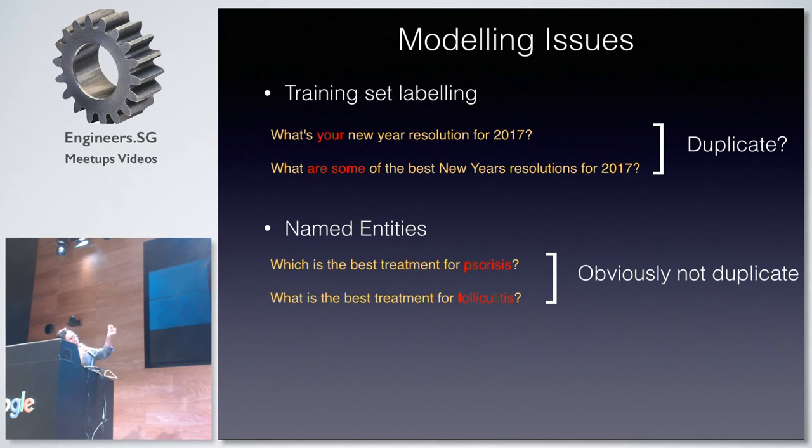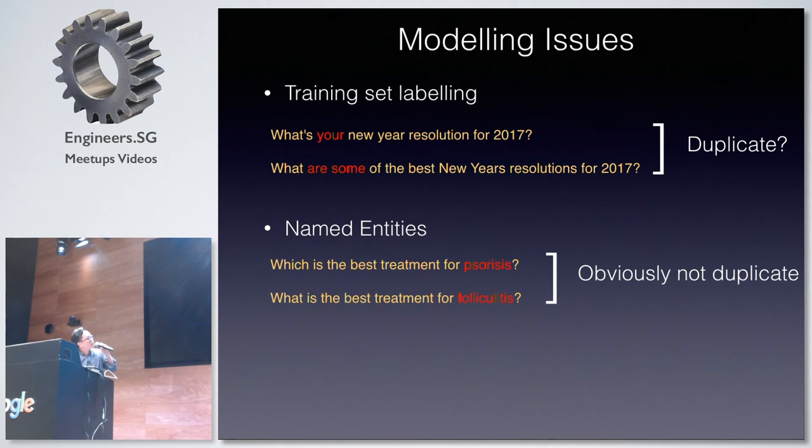So as you can see here, this question, what's your New Year resolution for 2017? And what are some of the best New Year resolutions for 2017? Obviously these are not duplicates, but the human labeled it as duplicate. So it is very subjective. The dataset itself is very subjective. So what you're learning, that model itself may be subject to our biases, which we somehow have to find a way to deal with.